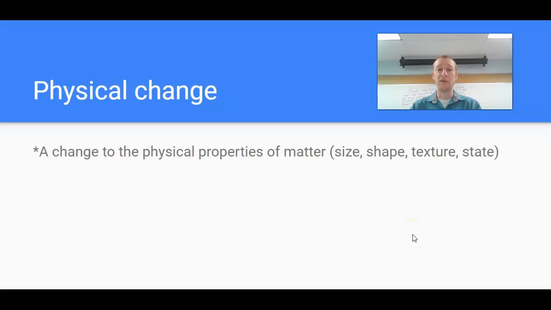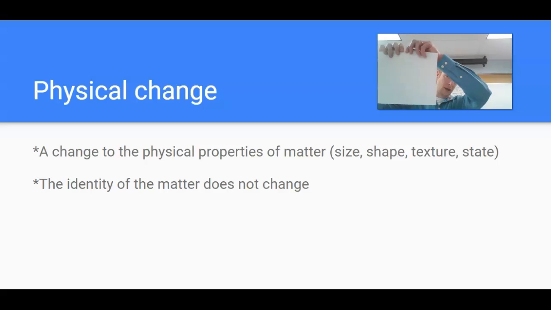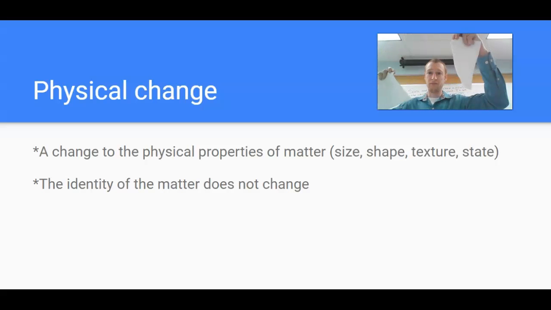Another important part of a physical change is that the identity of the matter doesn't change, right? We went from a lemon to lemon slices. It's still the same thing. It's still got the same identity. If I have a piece of paper and I rip it in half, still got paper, even though I changed it, right? I changed that paper, but it's still the same. The identity didn't change.